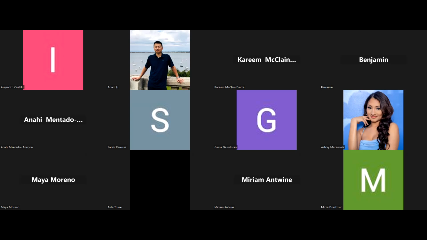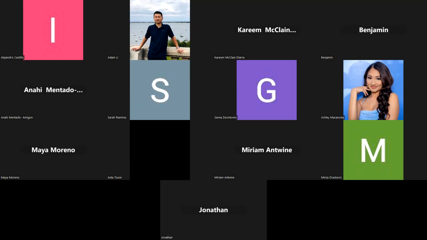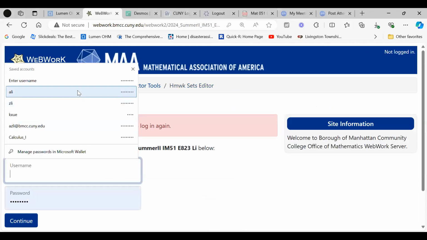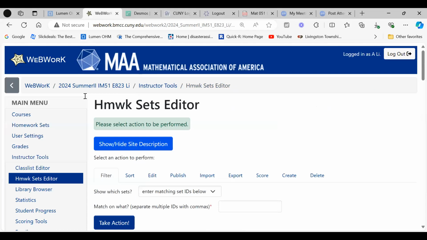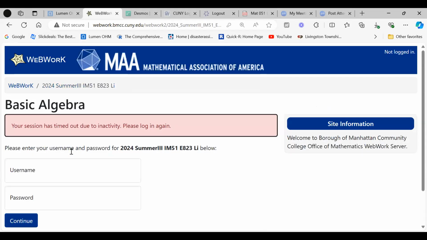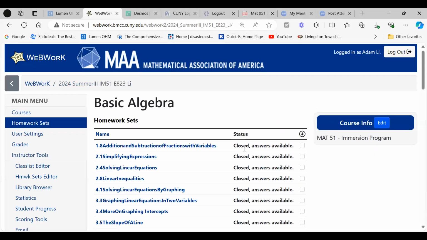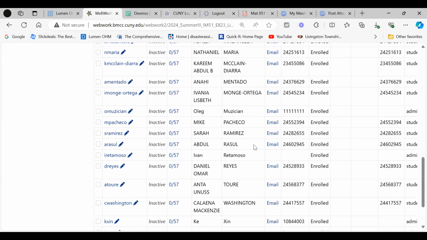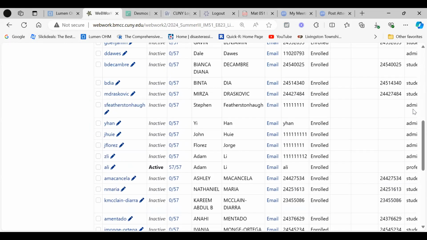Basically all the login credentials have been created. I just got an email from you. So let's talk about the homework system really quickly. This is our homework system. Yes, all of your accounts have been created, so I'm going to start assigning the homework assignments later today, right?